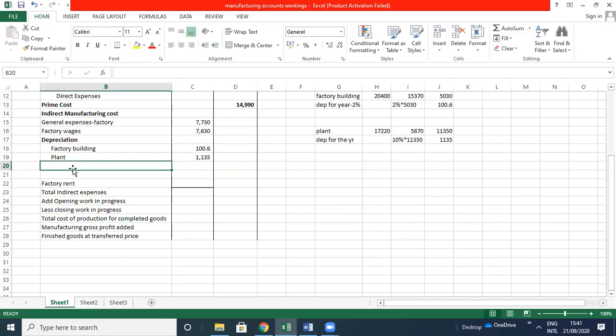Which other cost do we have apart from depreciation? Any other cost that we need to factor in? Any other cost?